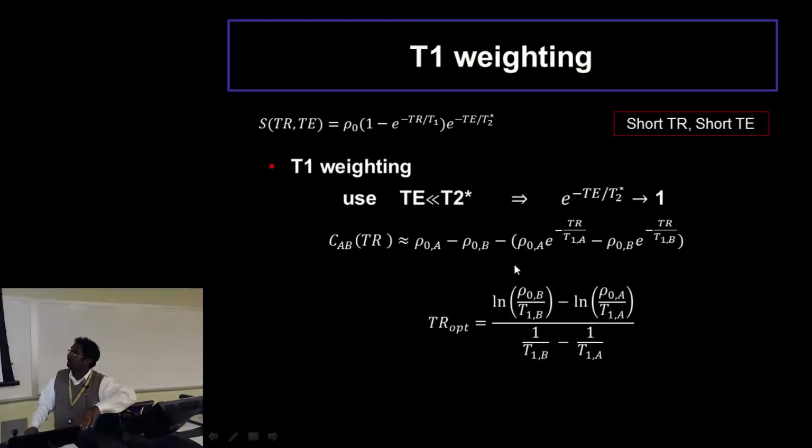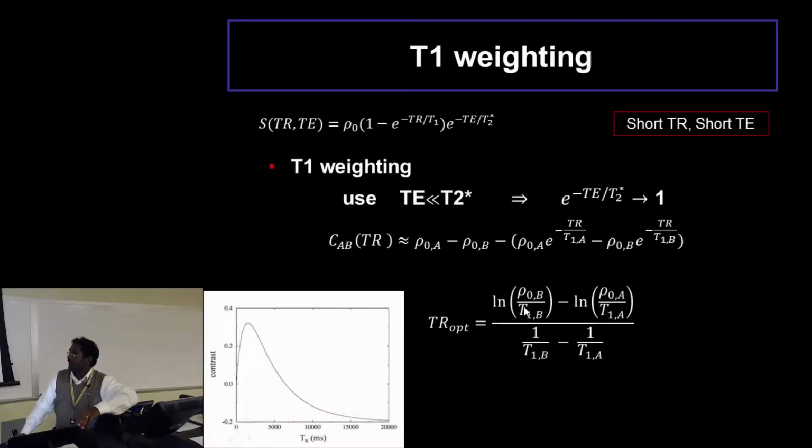And if you differentiate this with respect to TR, you will end up with this expression, where this is the optimal TR, which is dependent on both spin densities and T1s of your tissue. T2 star is not appearing because you're saying that your echo time is very short, so the T2 star effect is disappearing. TE is tending to 0 relative to T2 star, so this ratio is going to 0. Okay. Well, you can see that this is dependent on both the spin density and T1s.